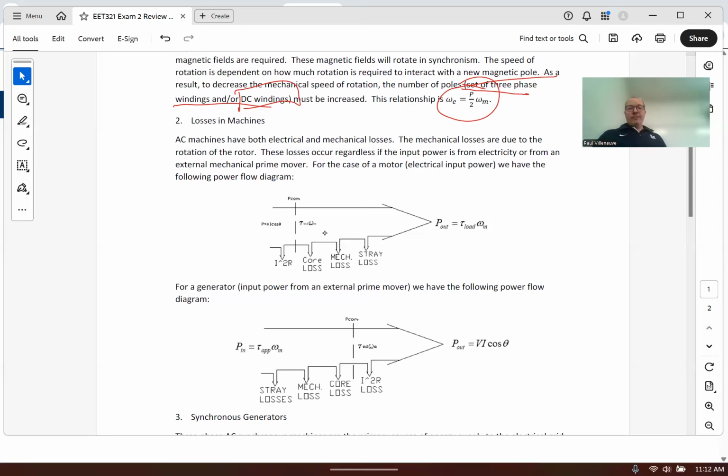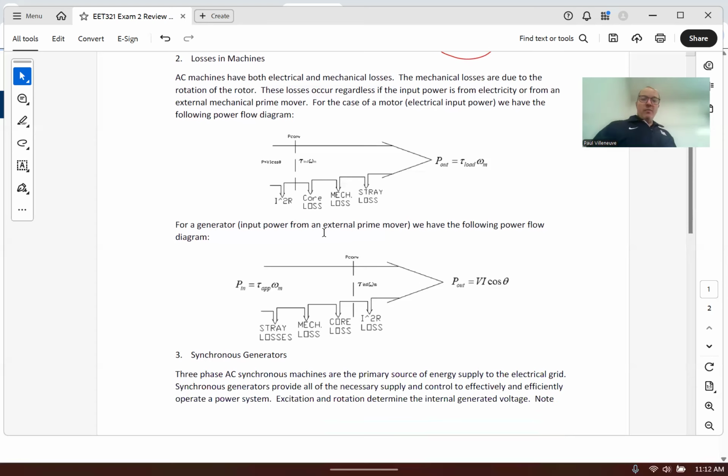Okay. So again, if you really get nervous, remember this has to either be 3 or square root of 3, 3 or square root of 3. Either one of those, if you're dealing with a 3-phase machine.